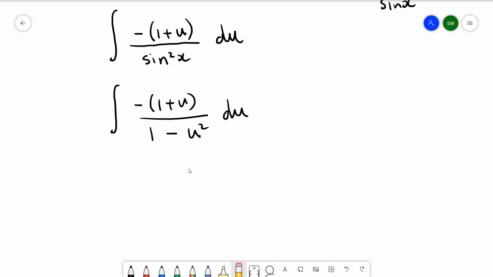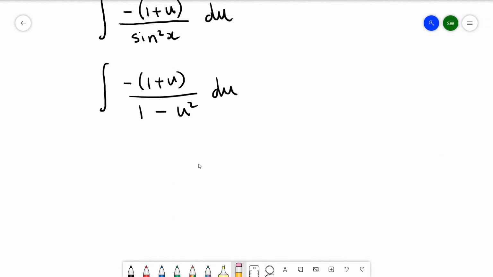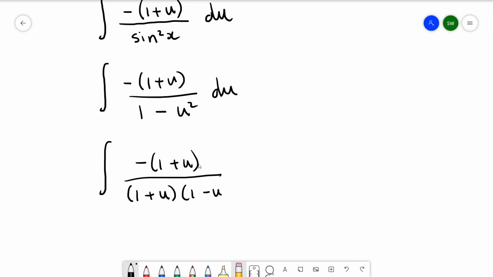We've got one polynomial divided by another polynomial, and we know that when we've got that, we can try partial fractions. If we wanted to do partial fractions, we're going to have to factorize the denominator, because we always need the denominator factorized to do partial fractions. So in the denominator, we've got a difference of two squares, so we can factorize this as 1 plus u times by 1 minus u.